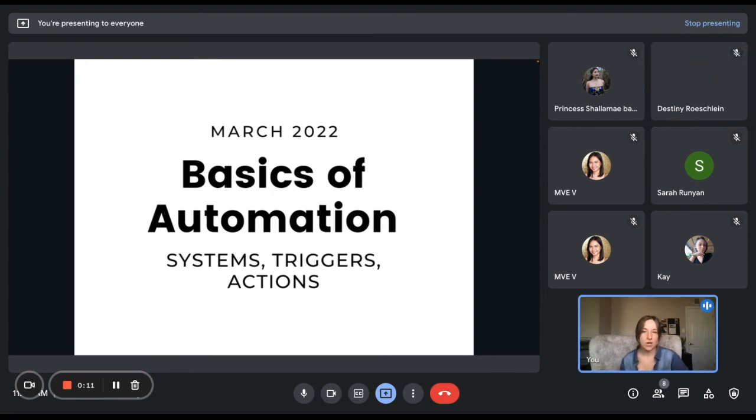We're just going to go over, at a high level, the very, very basics of automation. The big things we're going to cover today are how we outline systems, triggers, and actions. I'm hoping we can get through all this stuff pretty quick, and then we can go through an actual example.